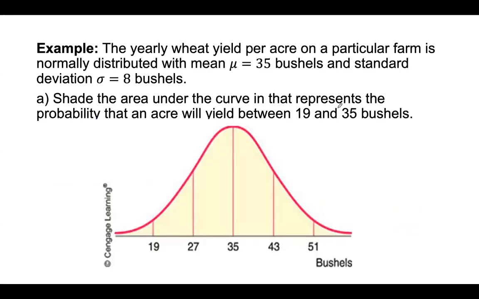The yearly wheat yield per acre on a particular farm is normally distributed. So we know it's normally distributed with a mean of 35 bushels. That is, of course, our mean here of 35. And a standard deviation of 8. Shade the area under the curve that best represents the probability that an acre will yield between 19 and 35 bushels.